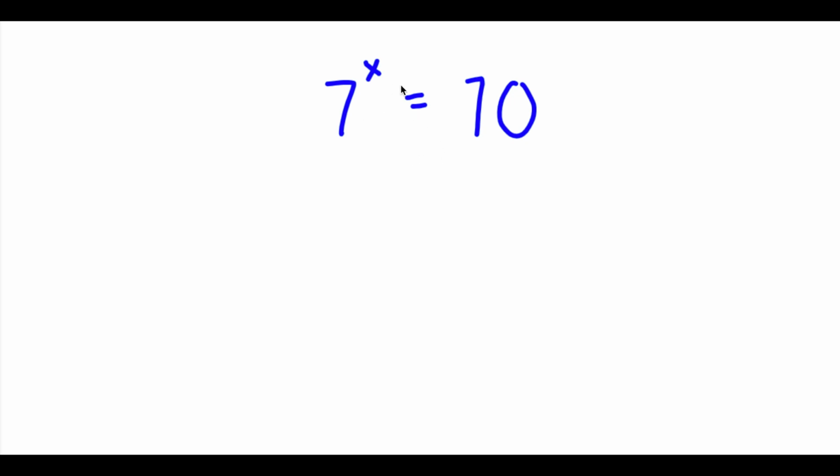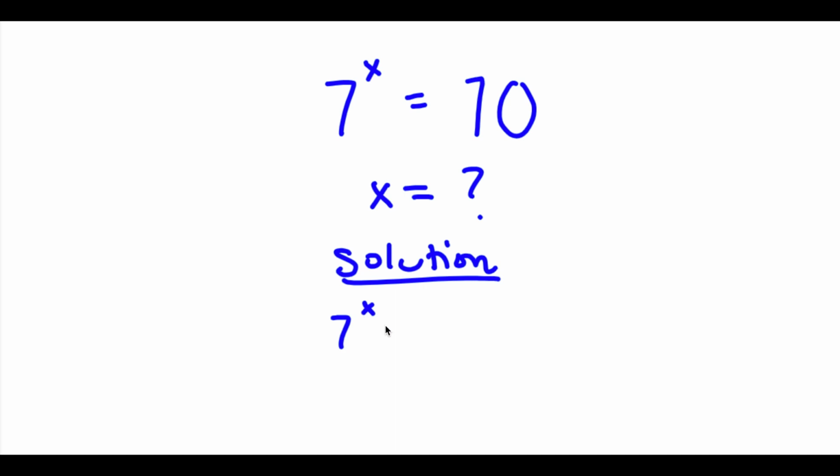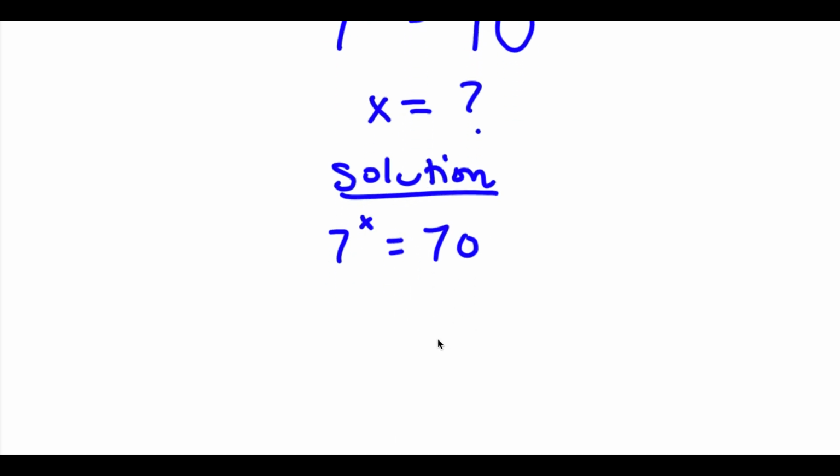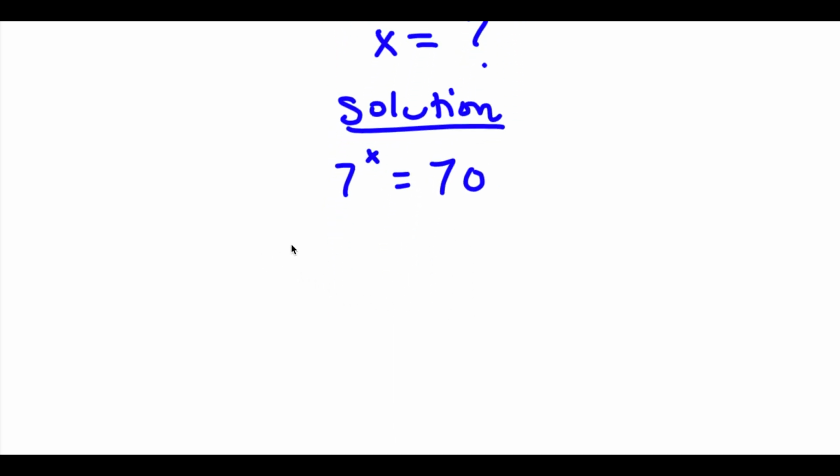Alright, so I have 7 to the power of x is equal to 70. So now I want to solve for the value of x. So for my solution here, 7 to the power of x is equal to 70. Now the first thing I'm going to do is take the log on both sides. So now I have log 7 to the power of x is equal to log 70.